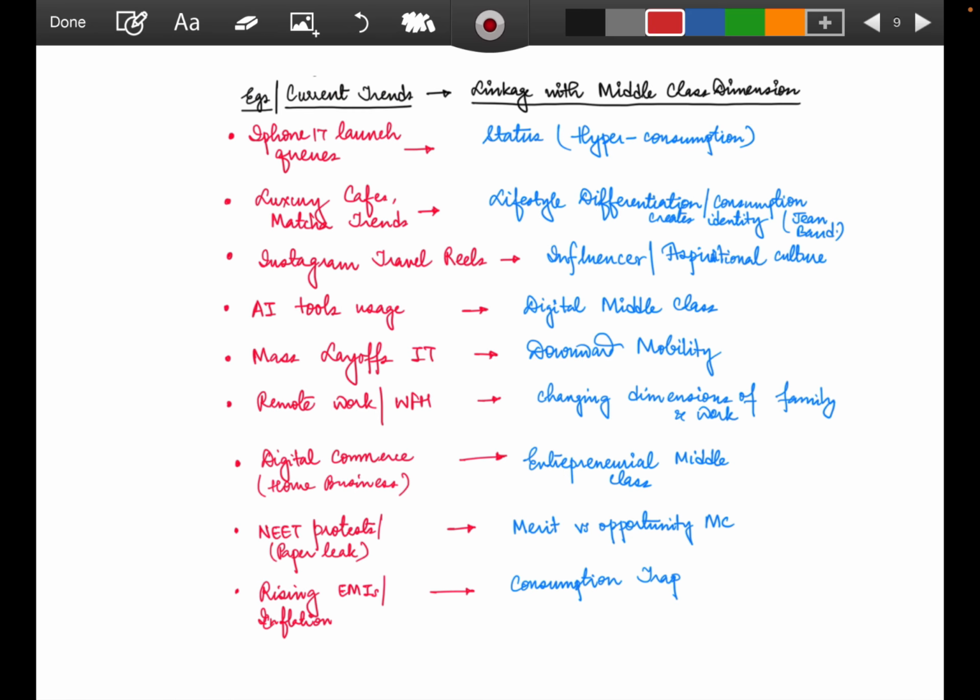Okay, next. This is one of the aspects to show you how you can interlink with the keywords. There's nothing specific. You can have any other example. You can also link with any other sociological point. I'm just trying to show you how this helps you understand whatever the current trend in society is. With the current trend, I have tried to link with the middle class dimension, so just take help from this.